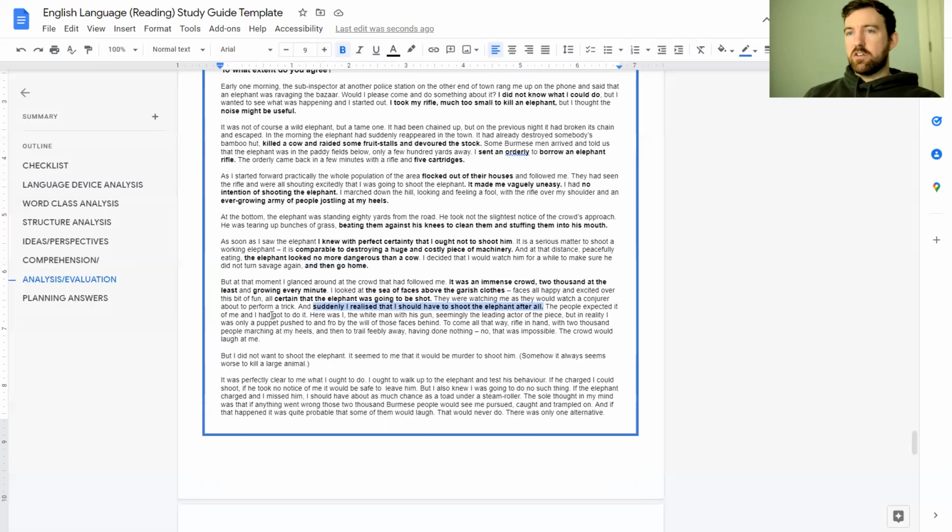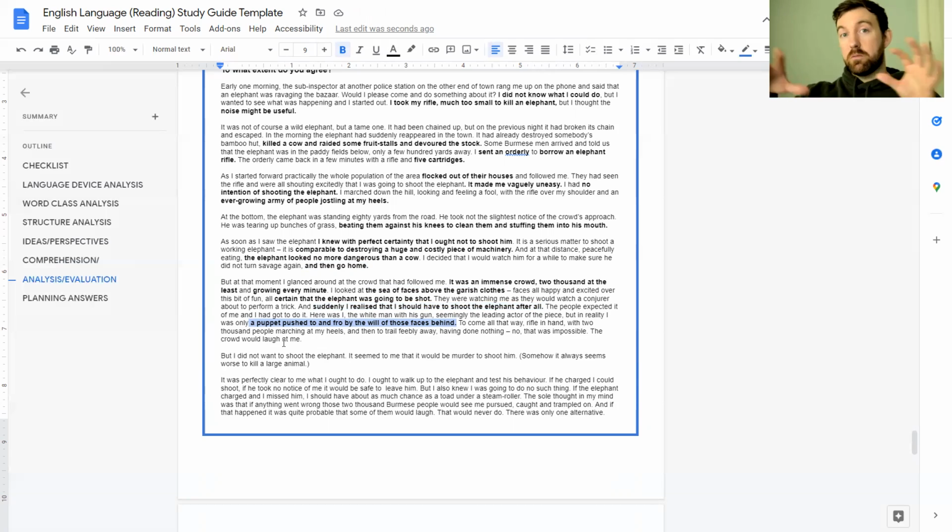The people expected it of me and I had got to do it. Here was I, the white man with his gun, seemingly the leading actor of the piece, but in reality, I was only a puppet, pushed to and fro by the will of the faces behind. So this is probably the most clear metaphor so far. He calls himself a puppet. So if you're a puppet on a string, then you don't have any control over what you do.